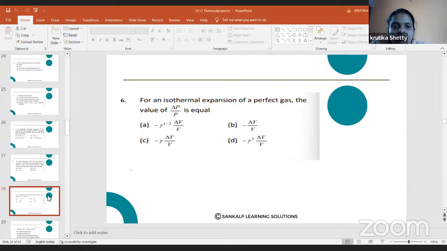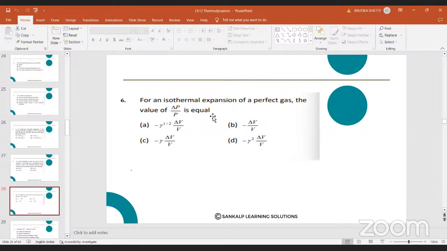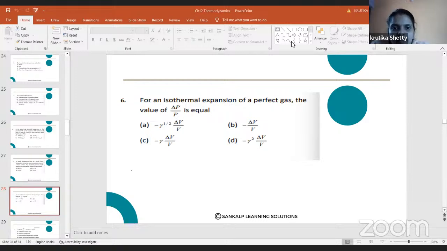For an isothermal expansion of a perfect gas, the value of delta P by P is equal to... So in case of isothermal expansion for a perfect gas, they are asking. Option A, minus gamma to the power of 1 by 2. Gamma is the ratio of Cp by Cv. So what is your answer? Yes, it is B. Yes, very good. So let us prove this. It is option B.